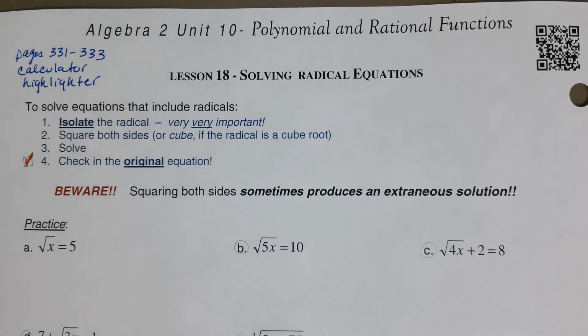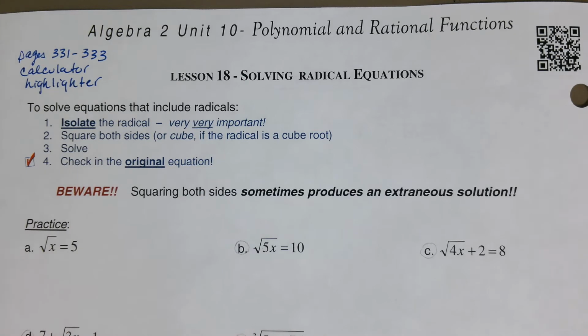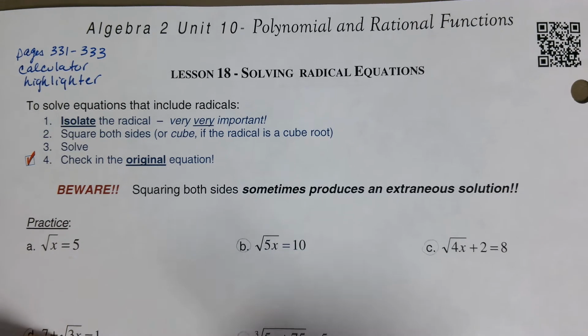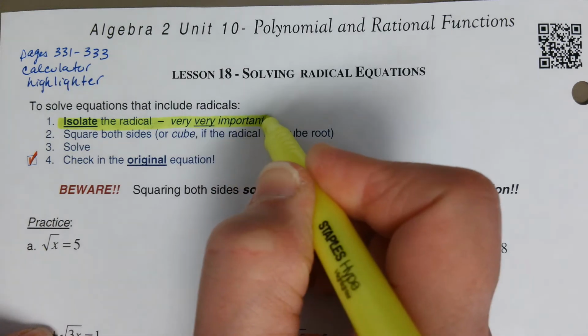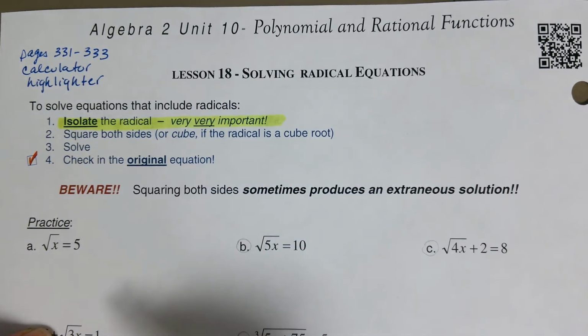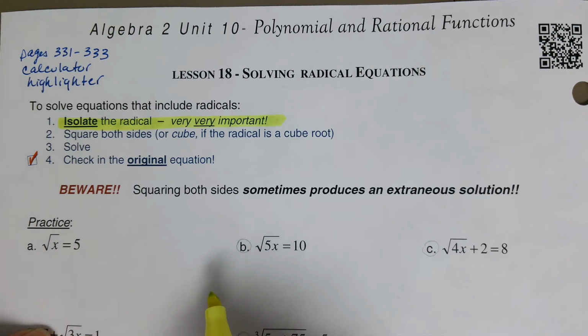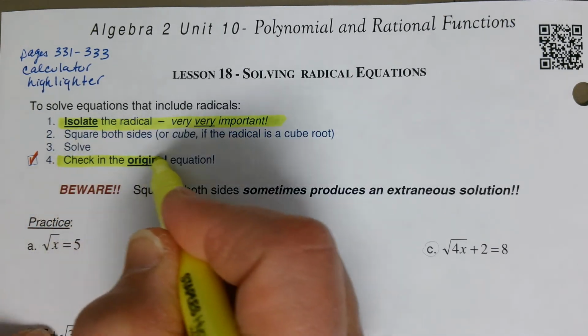Solving equations containing radicals. The steps in solving an equation containing a radical: isolate the radical. That is extremely important. That radical needs to be by itself. And then if it's a square root, we square both sides. If it's a cube root, we cube both sides. Solve the resulting equation, and then you must check in the original equation.